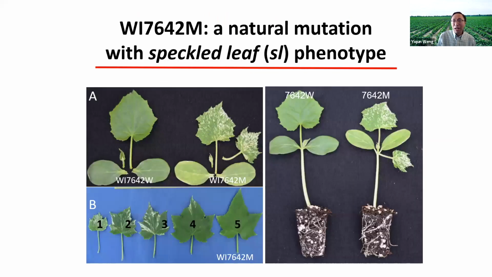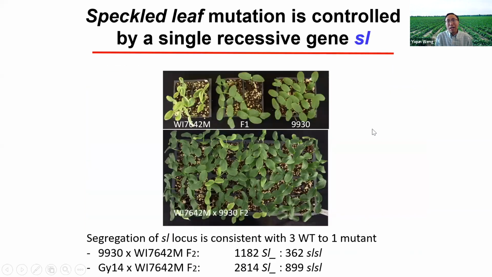We identified this visually, and we call it the speckled leaf because there are many chlorotic spots at the first, second, and third true leaves. But usually in this particular line, after the plant reaches the fifth true leaf, those chlorotic spots will be gone. We conducted genetic studies, and this mutation is controlled by a single recessive gene we call SL, for speckled.